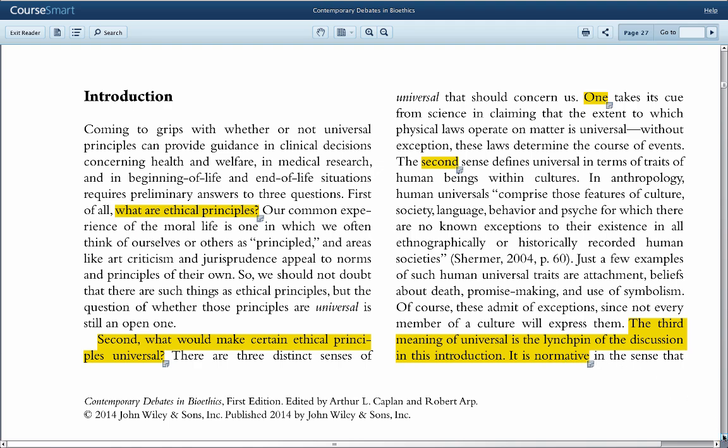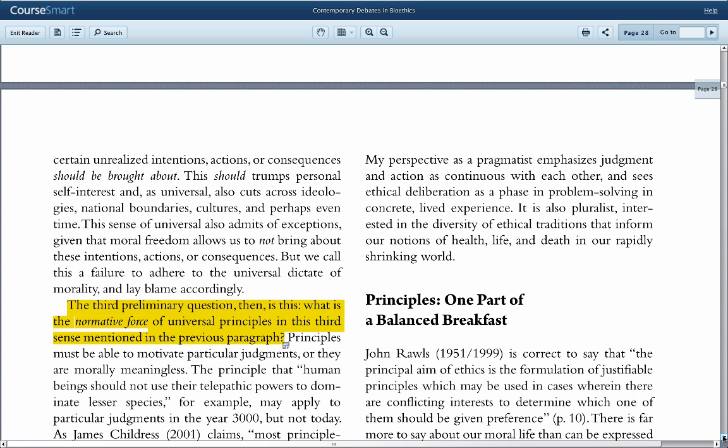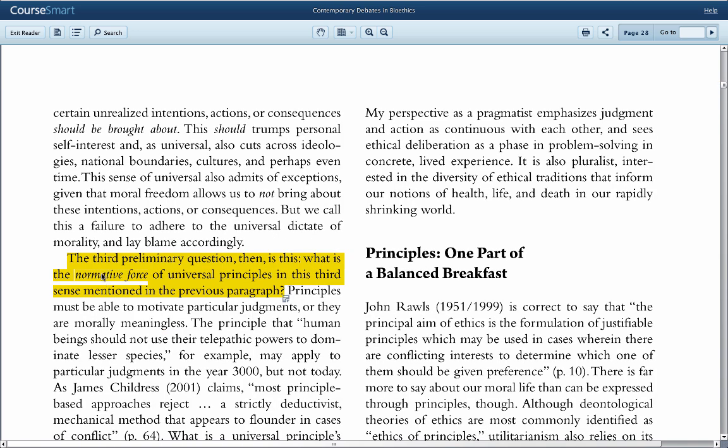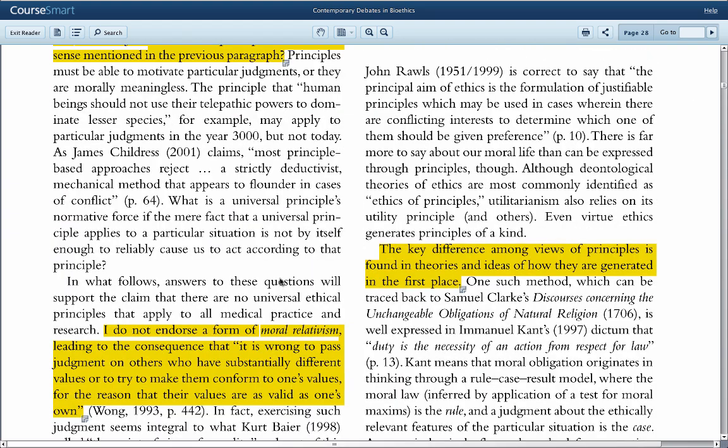It is normative in the sense that certain unrealized intentions, actions, or consequences should be brought about. And it's universal because it cuts across ideologies, national boundaries, cultures, and perhaps even time. Okay, so the third question he starts with is this: what is the normative force of universal principles? And he points out how principles must be able to motivate particular judgments, or else they're morally meaningless.